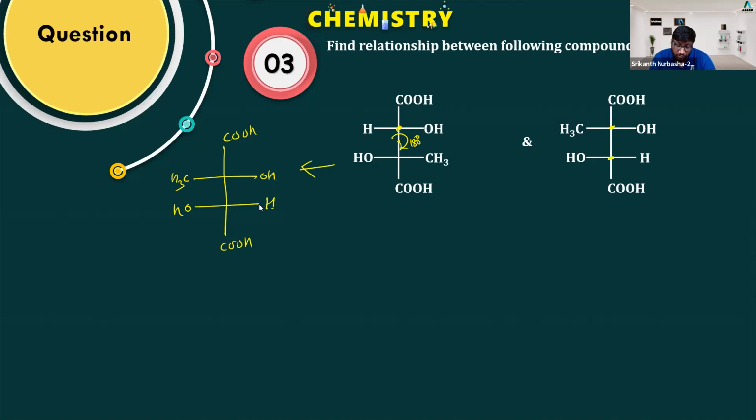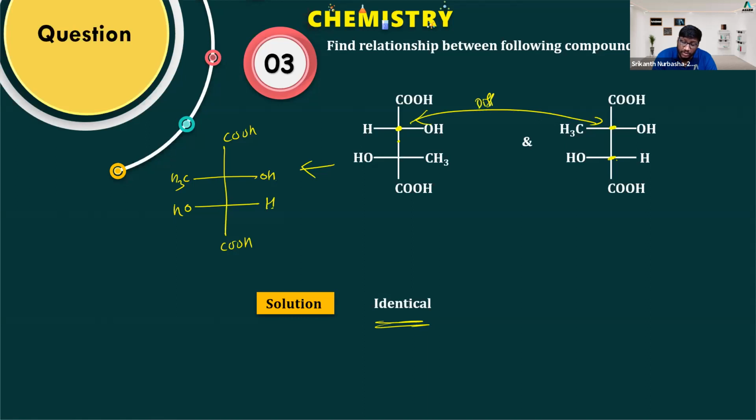What are these two compounds? This compound and this compound. Identical. Same, right? They are going to be identical. And you should not say, sir, here I'm getting R configuration, here I'm getting S configuration. No, because this carbon is different, this carbon is different. These two carbons are same. These two carbons are different carbons. Okay, different carbons, because look at the connectivity.